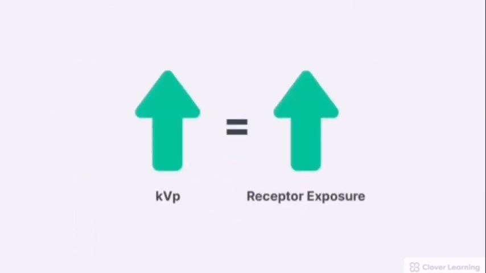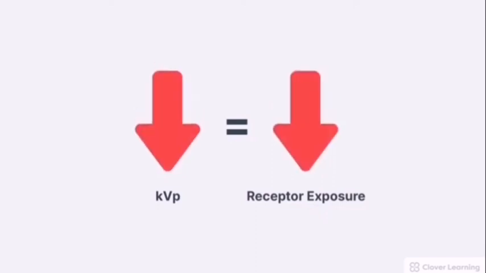kVp also affects the receptor exposure. That's the quantity of photons striking the image receptor. If we increase the kVp, this increases the receptor exposure. This is an effect of the increased beam intensity, and because increased energy results in more penetration through the patient. As with all these relationships, the opposite should also be understood as true. Decreasing the kVp decreases the exposure to the receptor. This is because fewer photons are created and fewer photons will penetrate through the patient.